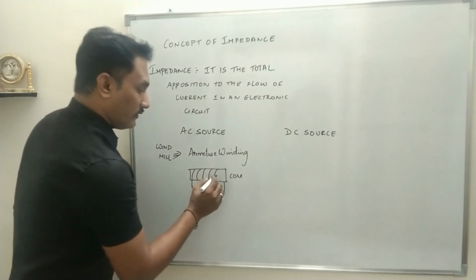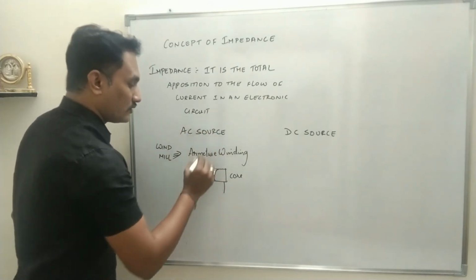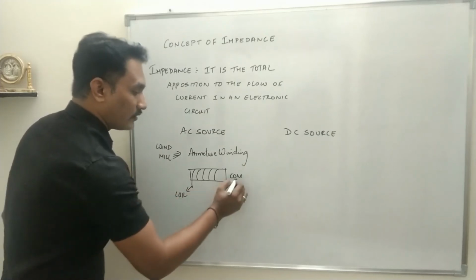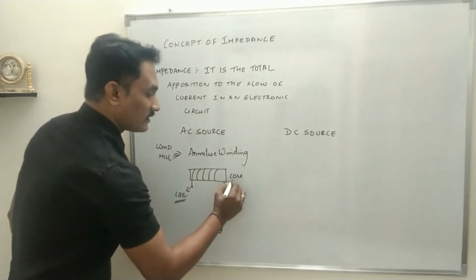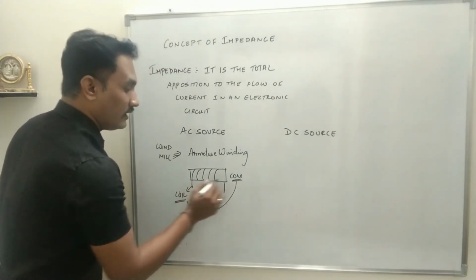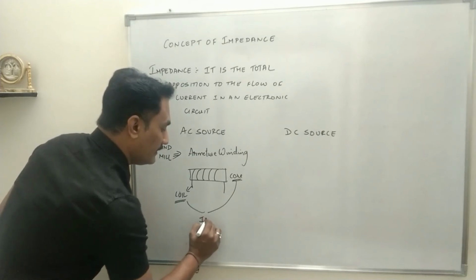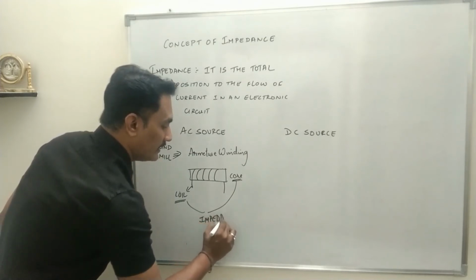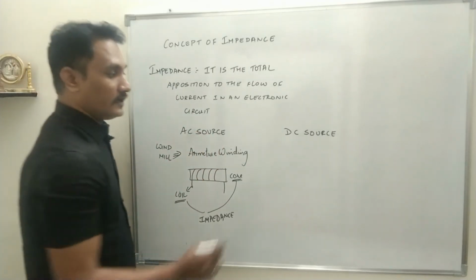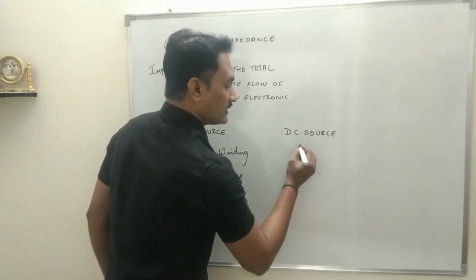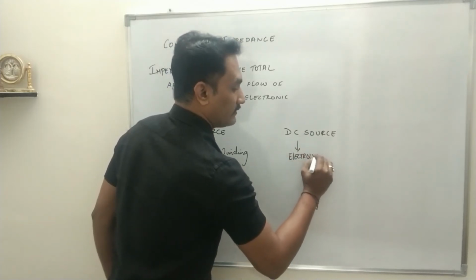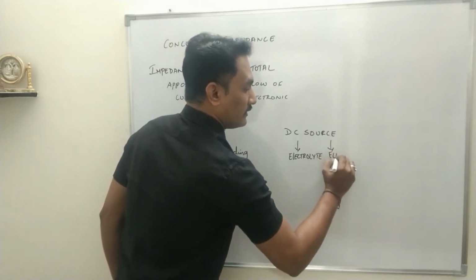So now when you design an AC source, what is the component which you are using? You are using a coil and a core. Coil has its own resistance, core has its own resistance. So the total resistance offered by coil and core will be the impedance of the AC source. And DC source is made up of electrolyte, electrodes.